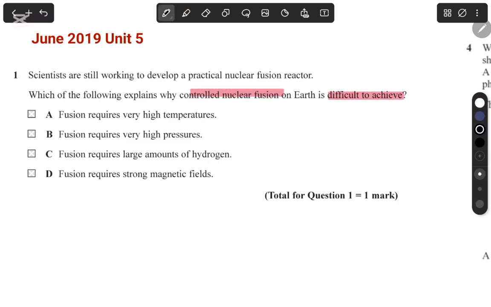So the reason we cannot have nuclear fusion on Earth is not because we cannot have strong magnetic fields. We can create a lot of magnetic fields, and we can get sufficient hydrogen as well. There's a lot of hydrogen we already use. We can just get more of it. And it's not also high pressure. The main thing that is the downfall for us not being able to get nuclear fusion on Earth is high temperature. So that's going to be A. Just remember this point. It's very important. High temperature is very difficult to achieve, and that's the main ingredient to having nuclear fusion.